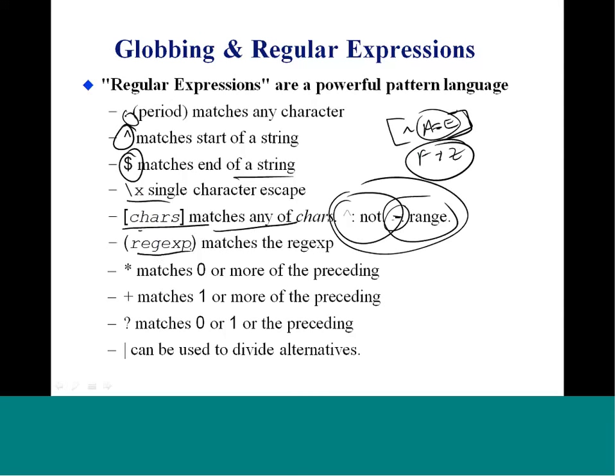In the parentheses, a regular expression matches the regular expression, and here the star matches zero or more of the preceding, the plus matches one or more of the preceding, and the question mark matches zero or one of the preceding, and then we can use the bar to divide alternatives.